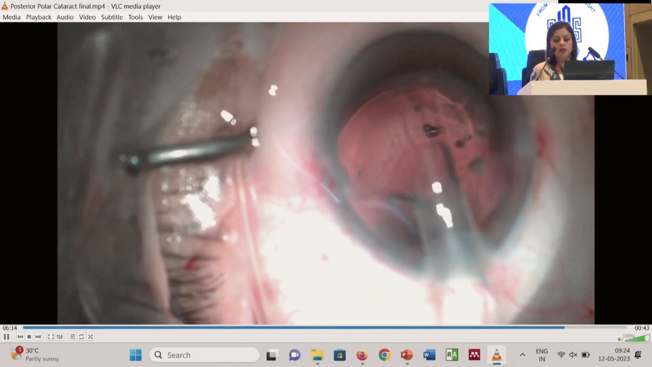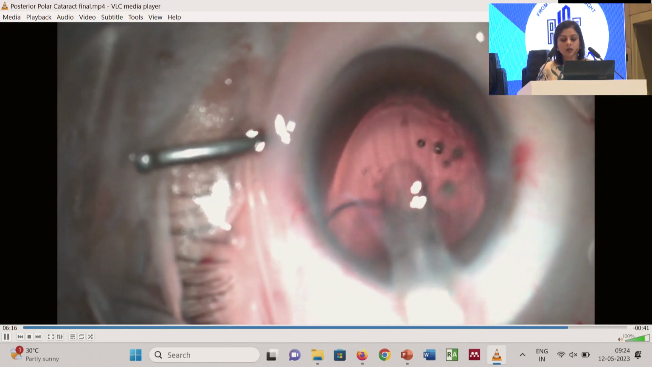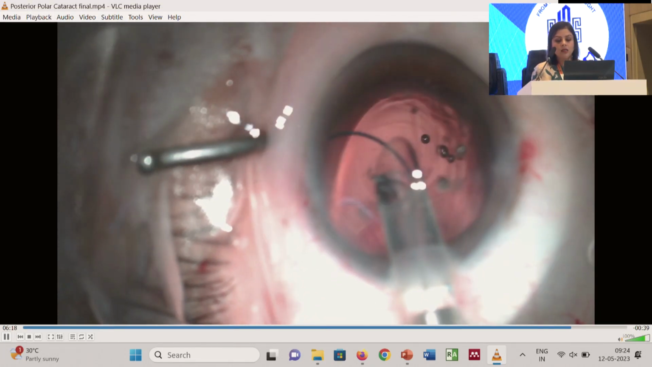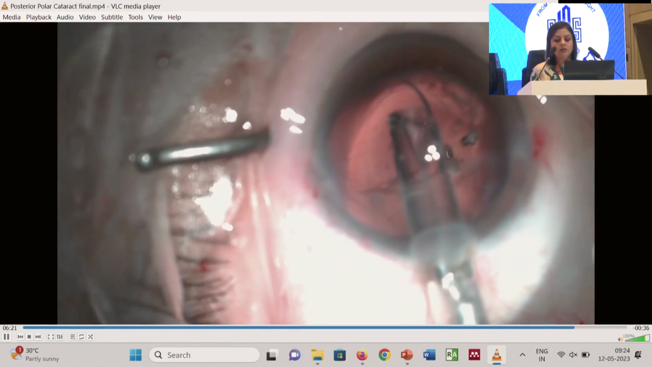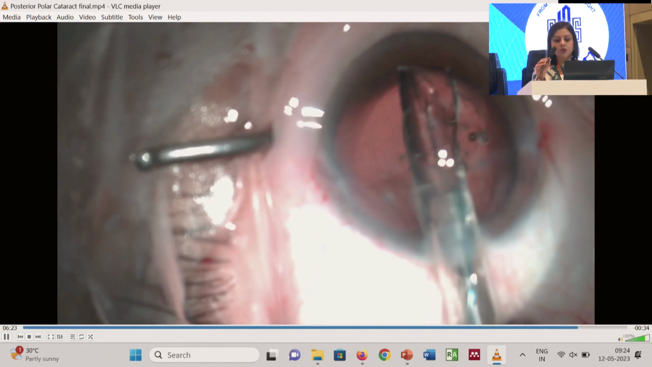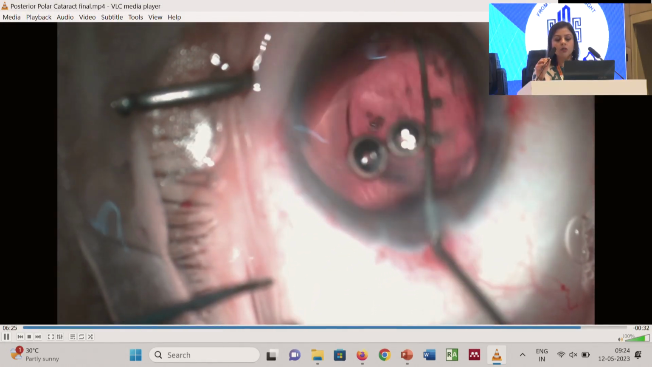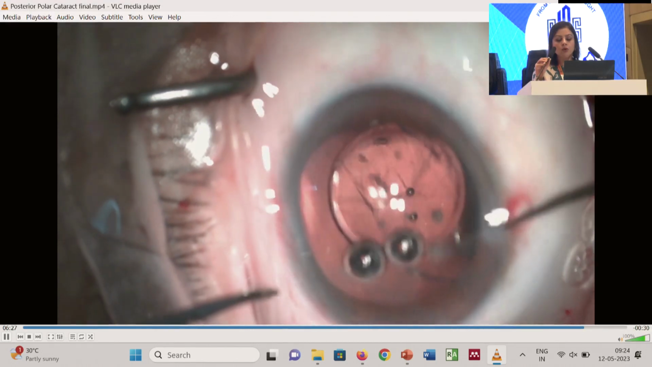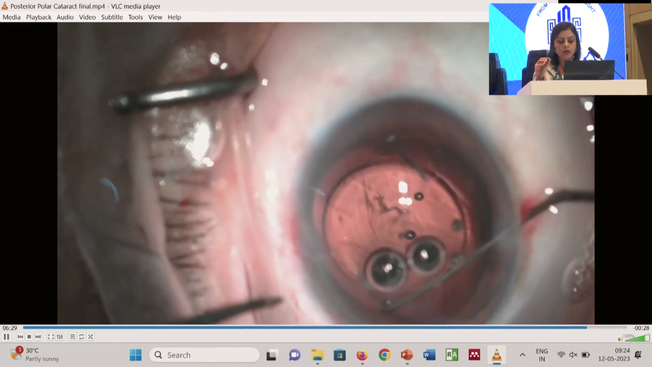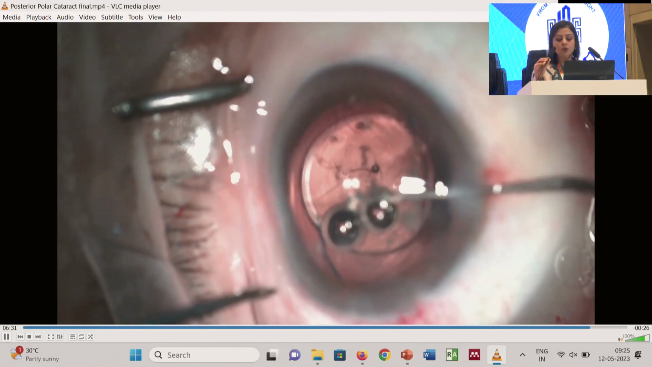And then we are placing a 3-piece IOL in the sulcus here. We have changed our plans and decided to place a 3-piece IOL in the sulcus because there is quite a large posterior capsular rupture, so we do not want the IOL to be unstable later on. The haptics have to be tucked in under the iris, making sure that the lens is stable.